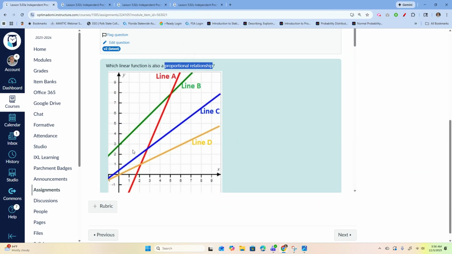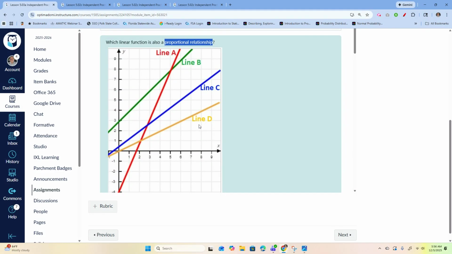So when we start looking, line A, the red one, doesn't start at the origin. Line B, the green one, does not start at the origin. Line C, the blue one, does not start at the origin. You can see it's a little bit higher. And line D goes through the origin. So here the correct answer will be line D.